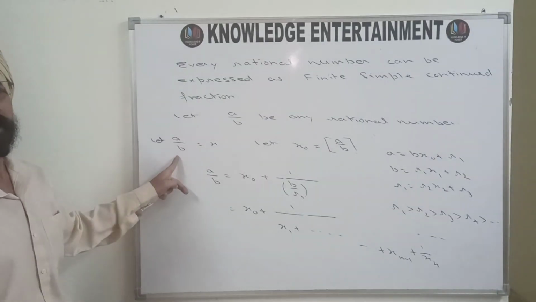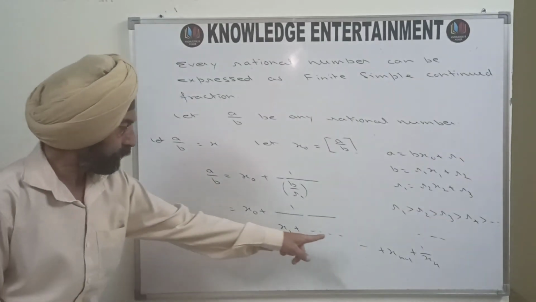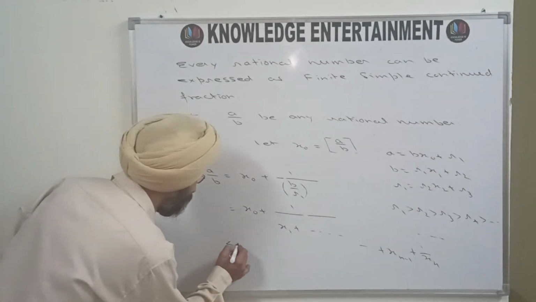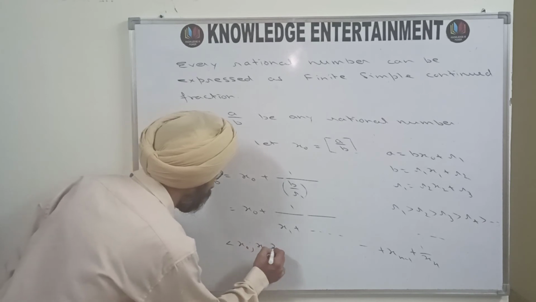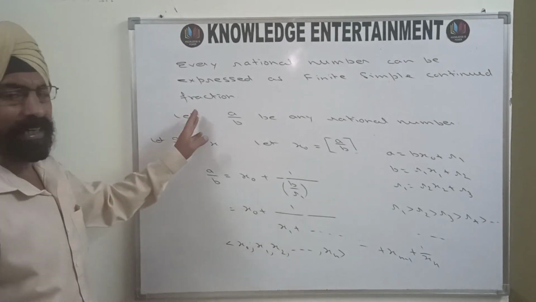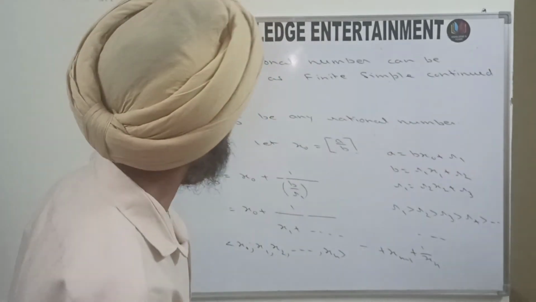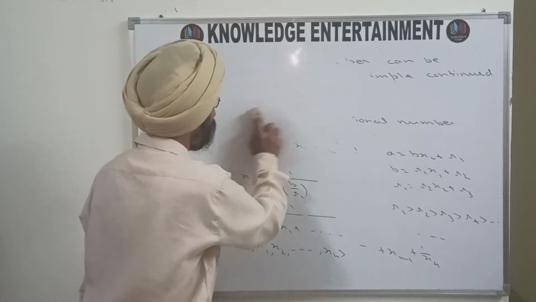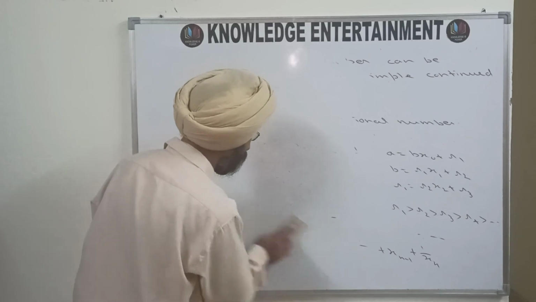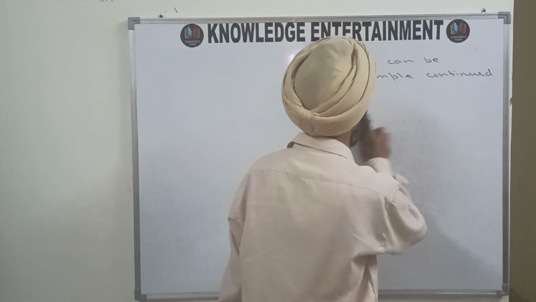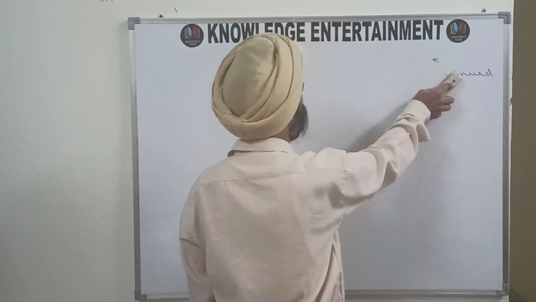You have converted your rational number a upon b into a simple finite continued fraction x0, x1, x2 and so on, xn. So every rational number can be expressed as a finite simple continued fraction, which is what I wanted to show. Then the questions on simple continued fractions sometimes occur in a different form. It has a different look, but the procedure is the same.